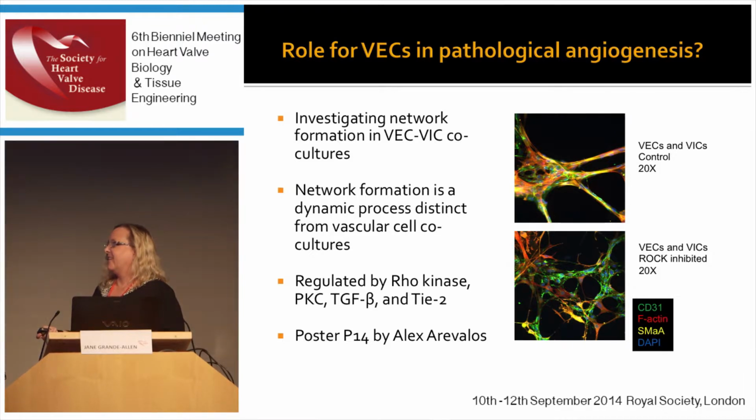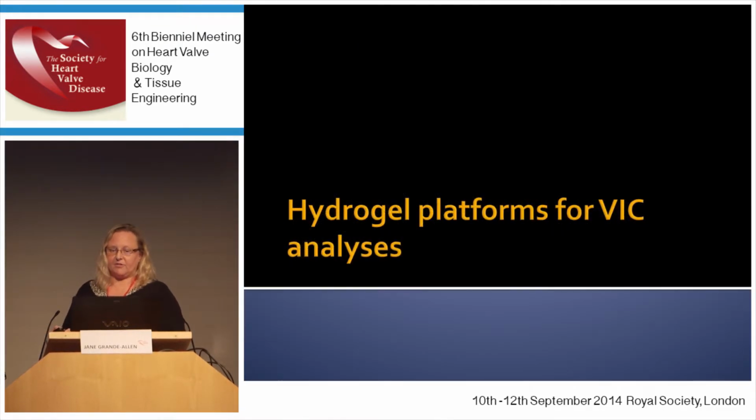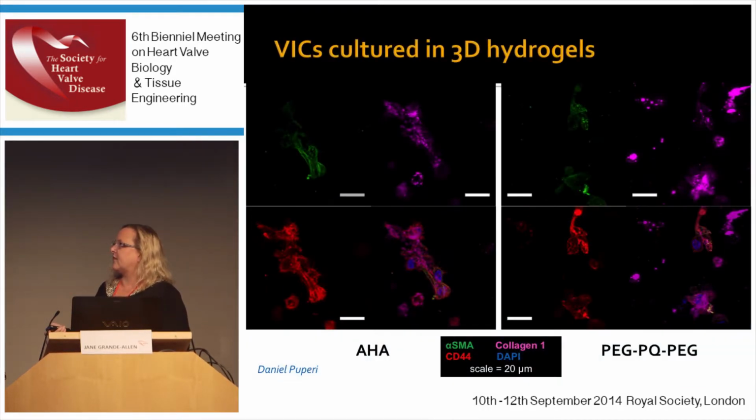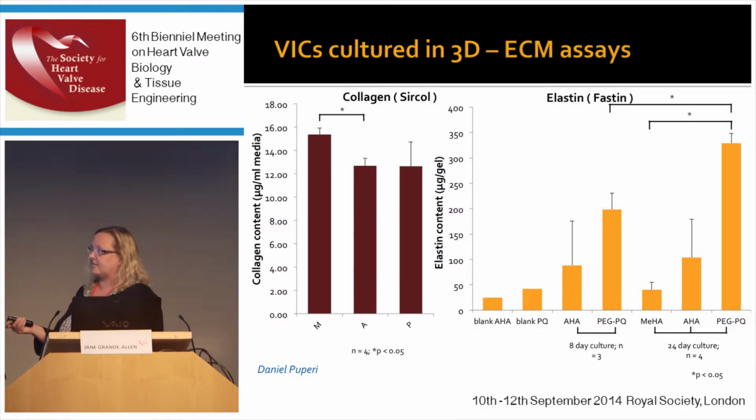Okay, so since we've been working with hydrogels, we've started to also try to apply these towards VIC analyses. And so we've cultured VICs in 3D hydrogels that are either made from hyaluronan, like this acrylated hyaluronan, or a biodegradable PEG by inserting a collagenase-sensitive peptide that we call PQ. And the cells are able to spread out. Some of them express smooth muscle alpha-actin. They express CD44, and especially for the ones grown in hyaluronan, they can express a lot of hyaluronan synthase. They make extracellular matrix, and we can measure how much collagen and elastin they are making.